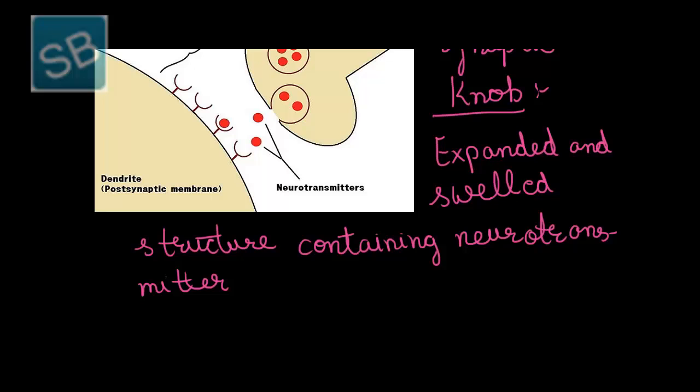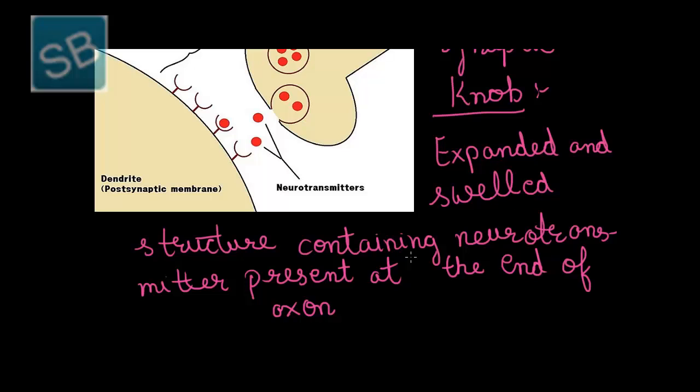Therefore, the synaptic knob is an expanded and swelled structure present at the end of the axon, which consists of chemical substances like neurotransmitters. As can be seen from the figure, there is a physical gap between the axon of one neuron and the dendrite of the other neuron. These two neurons are not joined with each other. This physical gap between two neurons is known as the neuronal synapse.